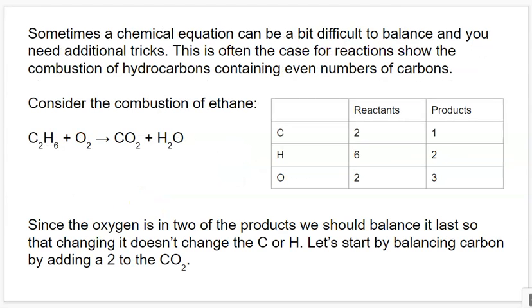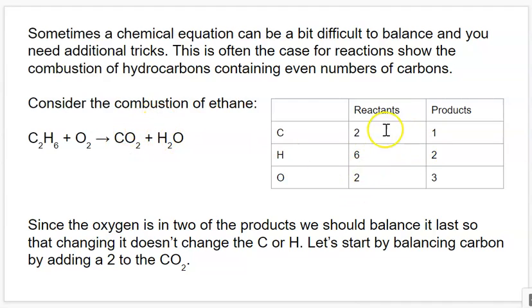All right. Sometimes chemical equations can be a little bit more difficult to balance, and you need some additional tricks. This is often the case for reactions that show combustions of hydrocarbons, which are molecules made of carbon and hydrogen, that contain an even number of carbons. So let's consider the combustion of ethane, which has the formula C2H6. All combustion reactions are going to involve a hydrocarbon reacting with oxygen to form carbon dioxide and water.